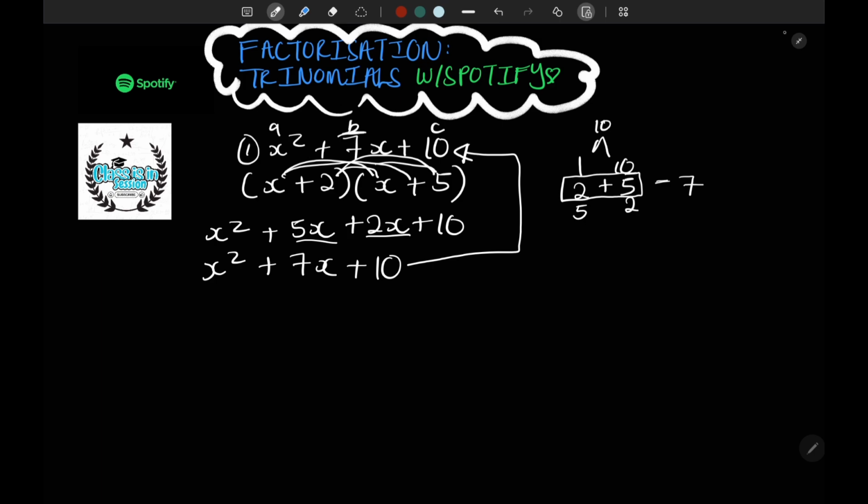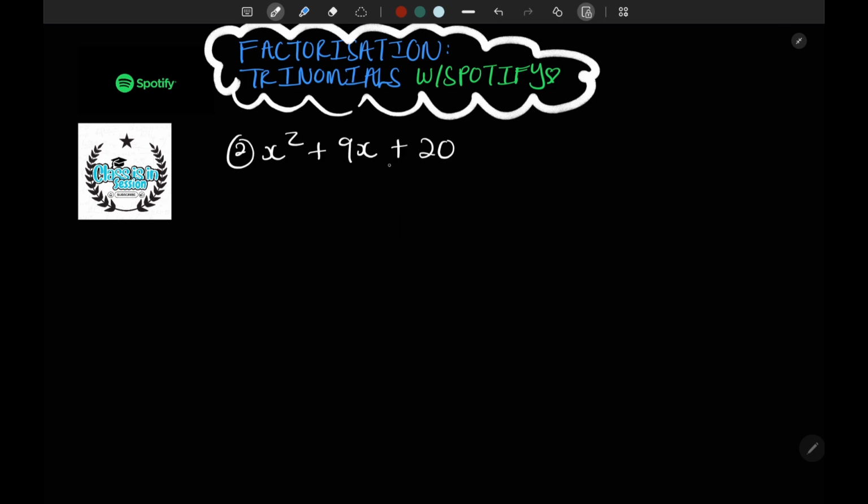Now let's do the second example. Let's do x squared plus 9x plus 20. What's the first step? Multiply a and c. 1 multiplied by 20 is 20. Let's find factors of 20 that add up to b. 20 divided by 1 is 20. 20 divided by 2 is 10. 20 divided by 4 is 5. 20 divided by 5 is 4. We have 9 here, and you can see that 4 and 5 definitely give you 9. Now let's do 4 plus 5, which is equal to 9.